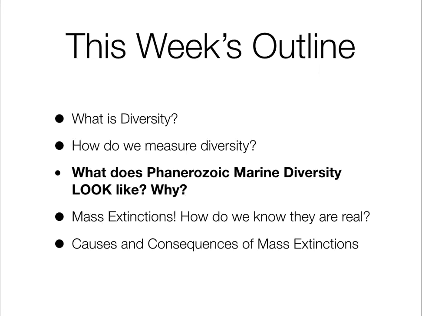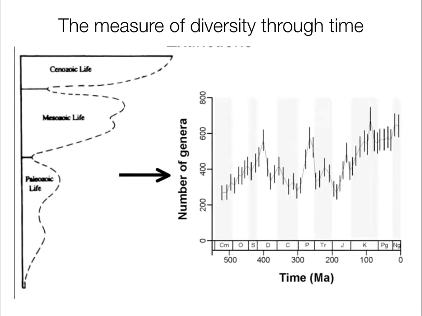So let's get more into what Phanerozoic marine diversity looks like and why. Here are two examples of diversity curves that have been made over the last 150 years. The one on the left was made by John Phillips. He produced the first estimates of Phanerozoic diversity in 1860, based only on the British fossil record. And it's actually pretty impressive. He picks up the PT and the KPG pretty well.